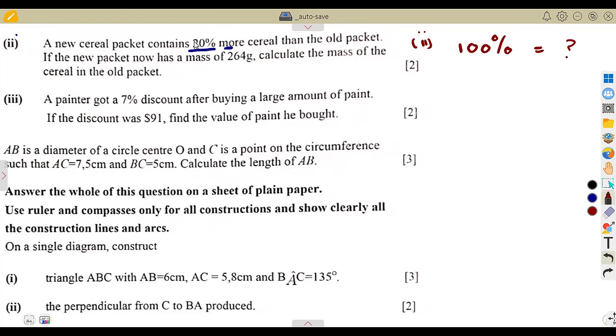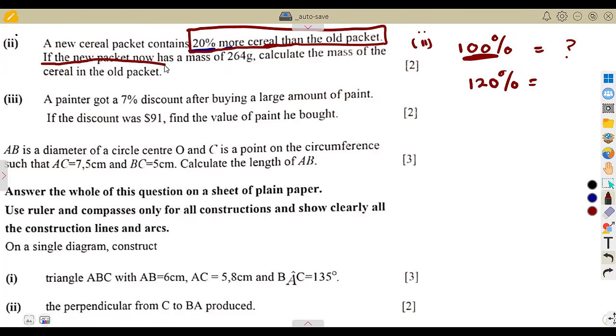So they are saying a new cereal pack contains 20% more cereal than the old packet. 20% more. If it was at 100% originally, then there's a 20% more. It means we are going to add. Of the 100%, we add 20. That means we are now at 120%. So at 120%, they are saying the new packet, which has been increased, now has a mass of 264 grams, meaning to say at 120%, it is at 264 grams.